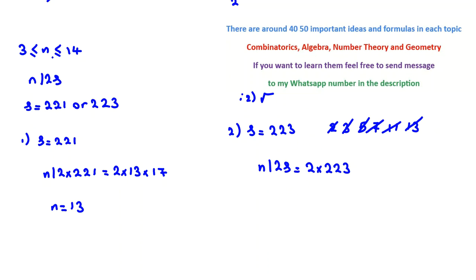So n is at least 3 from the assumption of the problem, and less than or equal to 14. It doesn't have any divisor that satisfies this. Okay, so here is a contradiction. So n should be 13.